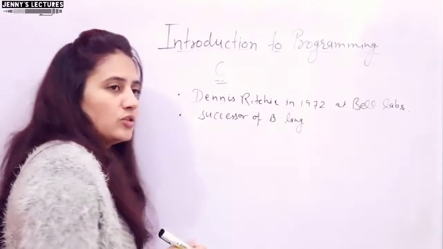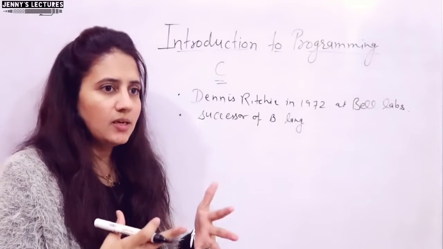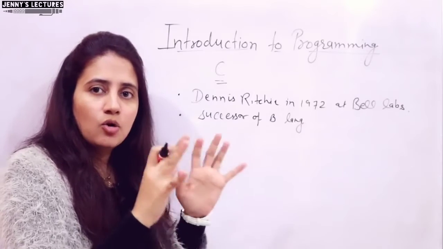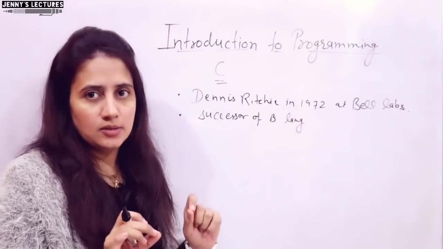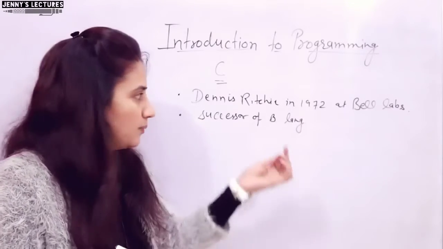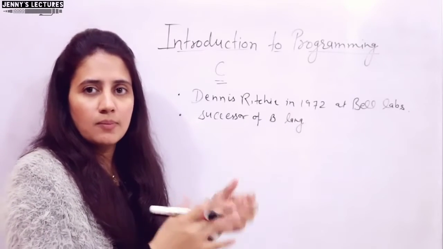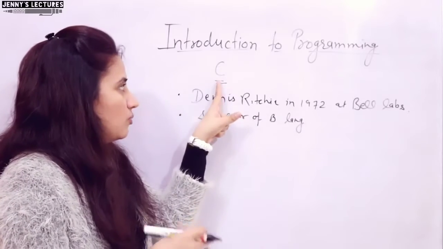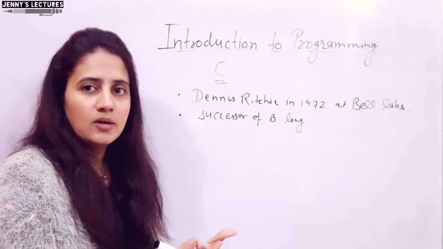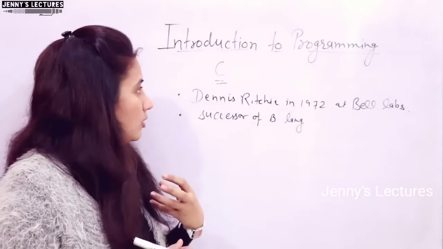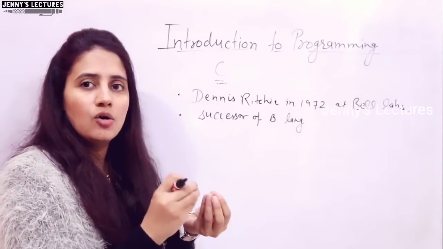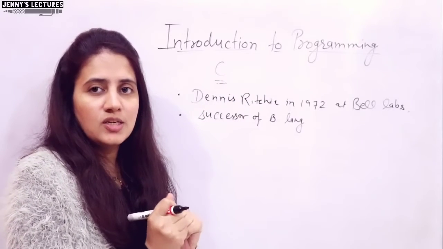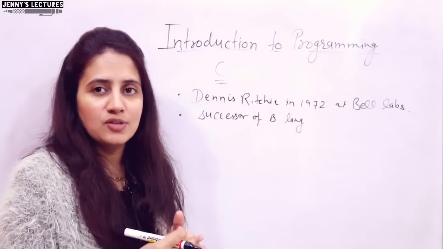And why was the C language developed at that time? Basically, the main purpose was to write an operating system, that is the Unix operating system. That was already written in the B language, but there were some limitations. So to overcome those limitations, because C was more powerful than the B language, they used the C language to write the kernel of the Unix operating system. So C is basically a system programming language.